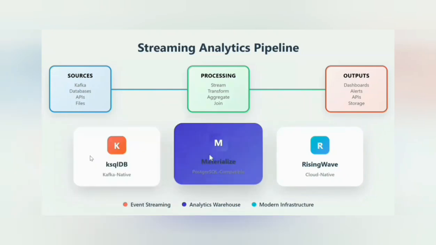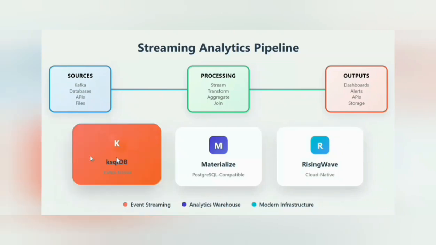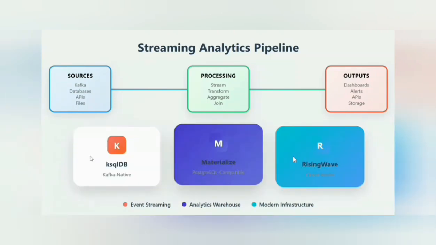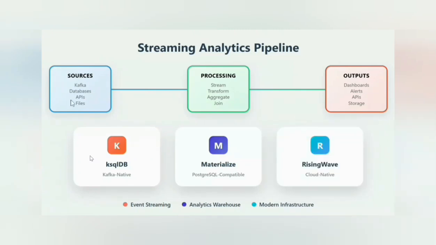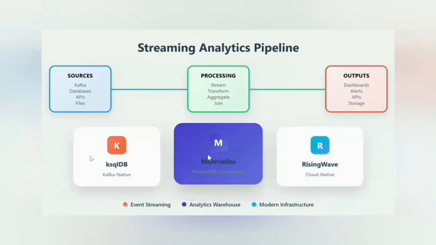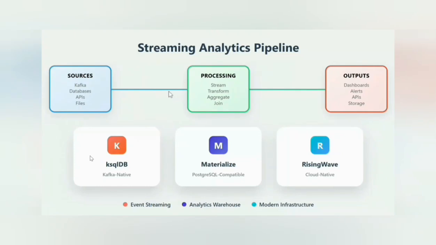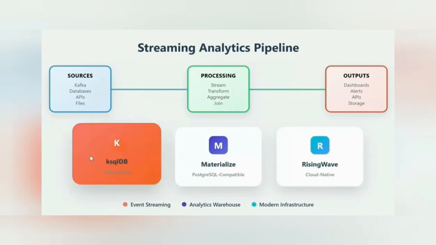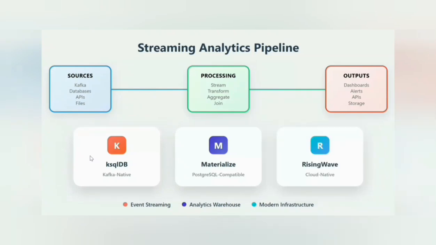KsqlDB is for SQL DB, and this is Materialize for PostgreSQL. KsqlDB uses Kafka SQL, which is similar to SQL. Materialize uses Postgres, so again, it's also quite similar to SQL. And then Rising Wave is cloud native, right? So you can use a graphical interface to harness this and build your analytics pipeline, or you could use SQL there as well. We use any one of these three, right?